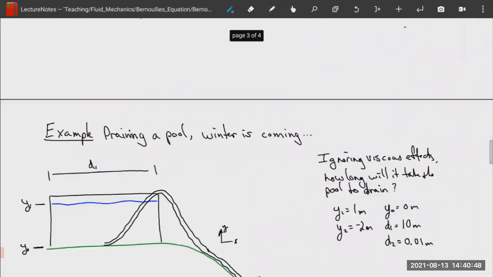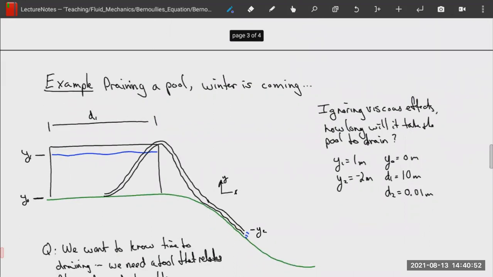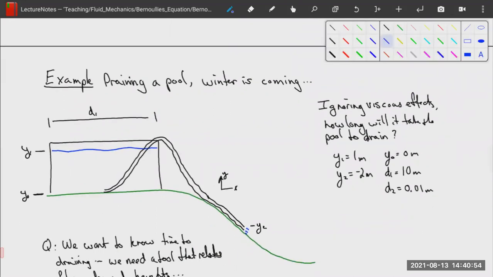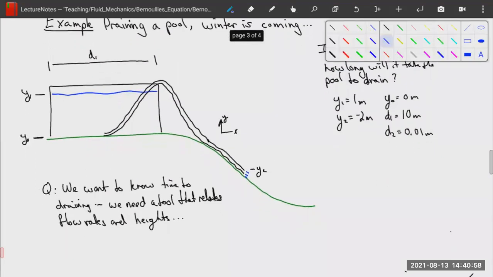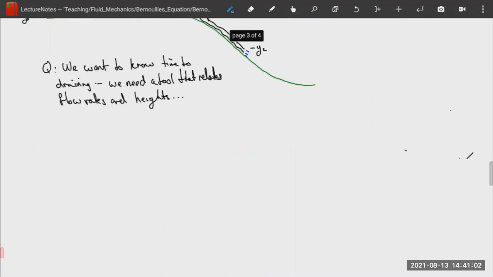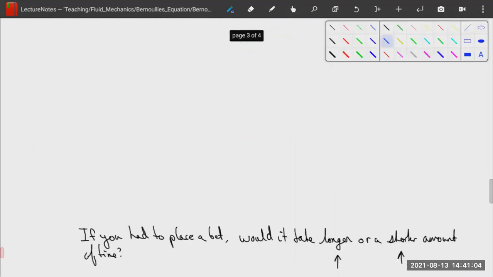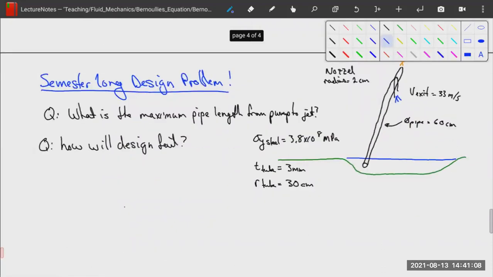Cool. So in our next video, we are going to do an example where we drain a pool because winter is coming, and we're going to see how long we think it takes the pool to drain. And we're going to talk about how accurate the model is in determining that time. And then after that, in class, we're going to talk about our semester-long design project.